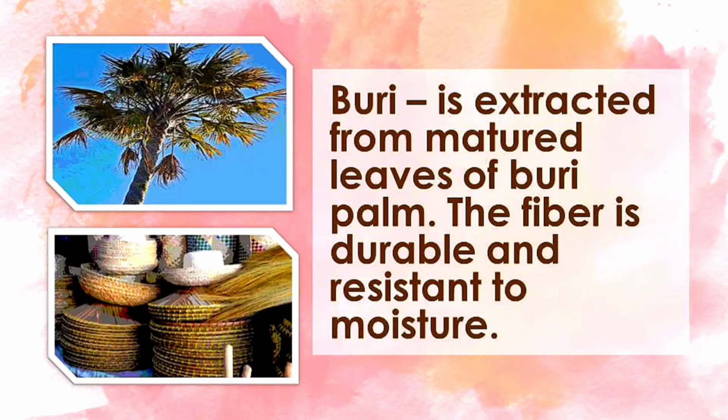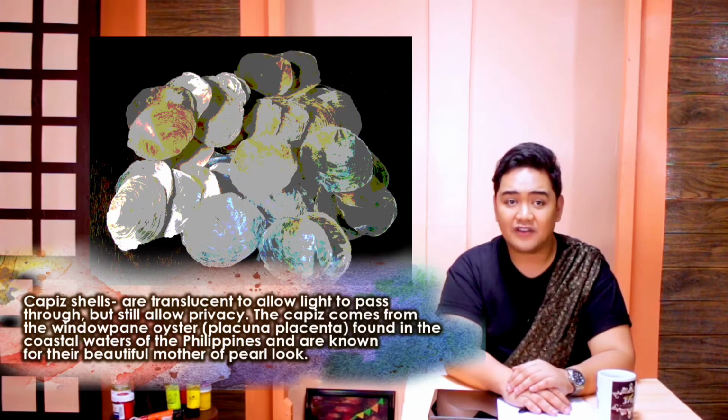Buri is extracted from matured leaves of buri palm. The fiber is durable and resistant to moisture. Kapis shells are translucent to allow light to pass through but still allow privacy. The kapis comes from the windowpane oyster or the Placuna placenta found in the coastal waters of the Philippines and are known for their beautiful mother-of-pearl look.